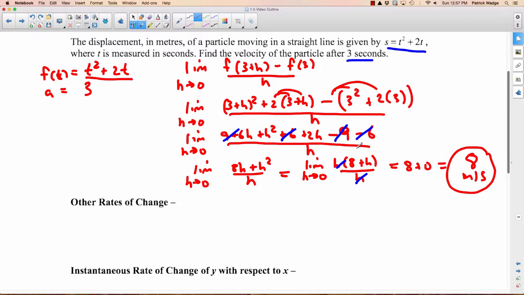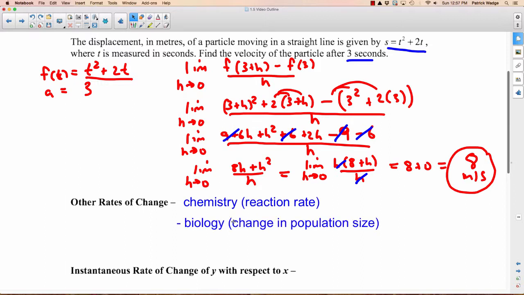Okay, this was an example of velocity, which is a type of rate of change, but there's lots of other rates of change as well in the world. In chemistry, things like reaction rates, how fast the reaction takes place, right? In biology, the change in population size. Populations get bigger and bigger, they get smaller and smaller. We can take a look at the rate at which those things are happening. In physics, there's change in displacement, which is kind of like what we're doing here. Things move to different locations at different speeds.